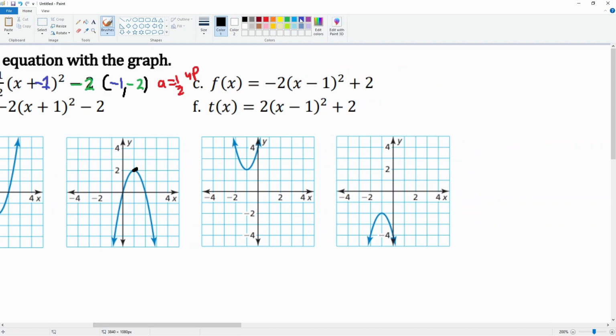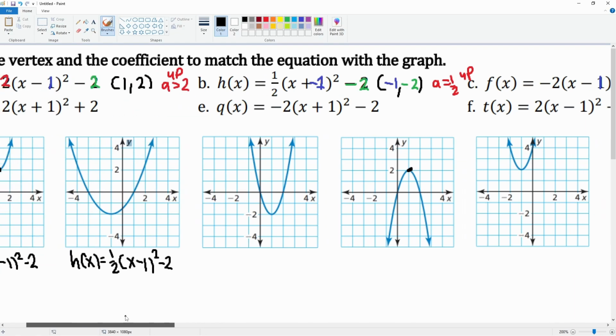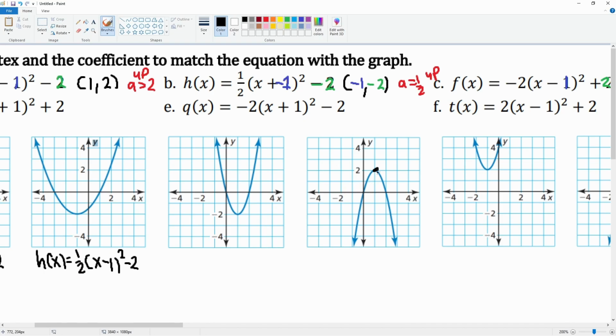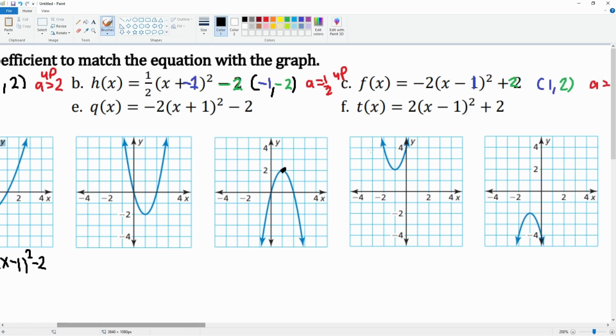Let's look at c here. The vertex here is just a 1 because there's already a negative, and then the k is a 2. So that is the vertex, 1 comma 2. And the a here is negative 2, so this opens down. Let's look for that vertex of 1 comma 2, and it opens down. Well, this one here is 1 comma 2, and it opens down. So we can say that this is the f of x. F of x is equal to negative 2 (x minus 1) squared plus 2.